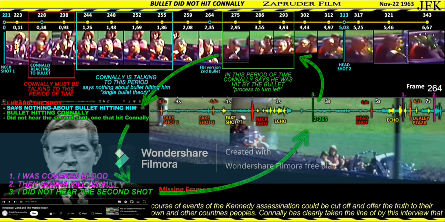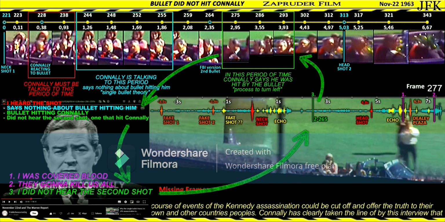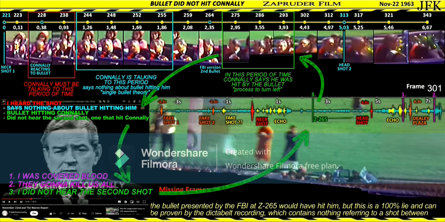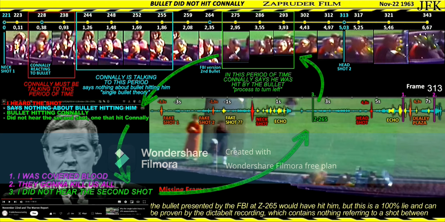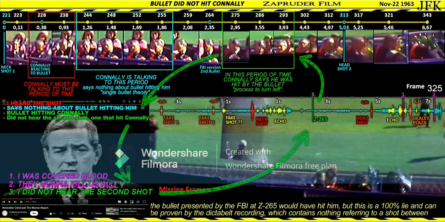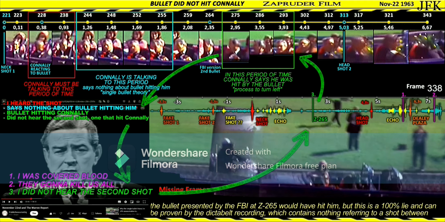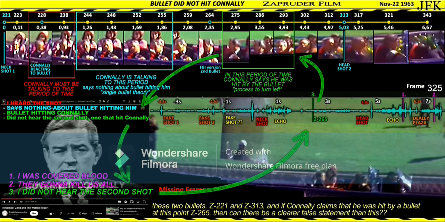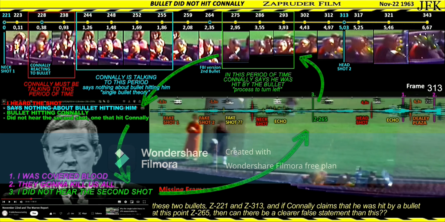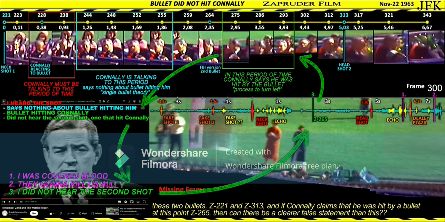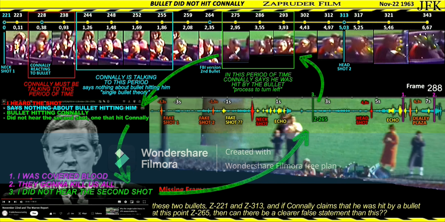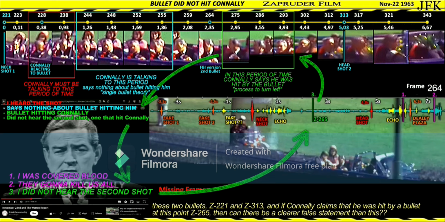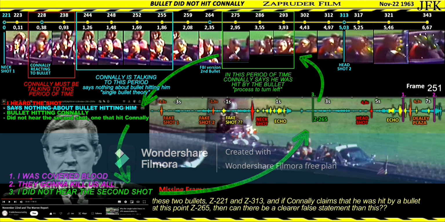Connolly has clearly taken the line, by this interview, that the bullet presented by the FBI at Z265 would have hit him, but this is a 100% lie and can be proven by the Dictabelt recording, which contains nothing referring to a shot between these 2 bullets, Z221 and Z313, and if Connolly claims that he was hit by a bullet at this point, Z265, then can there be a clearer false statement than this?